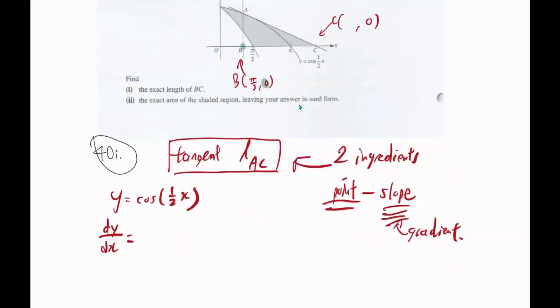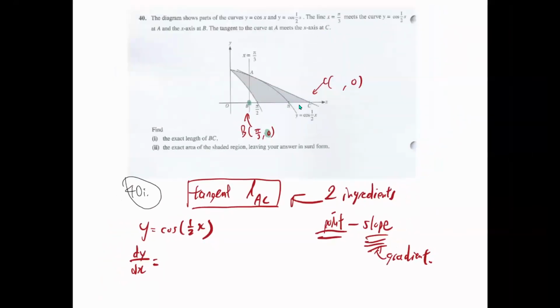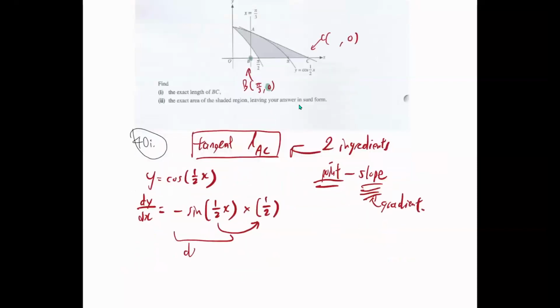Here you differentiate. You realize that it is a tangent line at the point A, right? So differentiate cos, you get negative sine, copy the base, then differentiate the inner, you end up with a half. So what I just did was chain rule. Differentiate the outer function, the cosine function, then differentiate the inner function, which is half x. Okay?